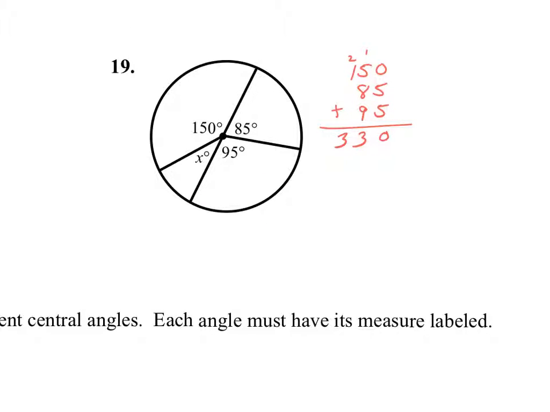In number 19, we can solve for X by adding 150 plus 85 plus 95. Then subtract that from 360 because there are 360 degrees in a circle, and the answer is 30 degrees.